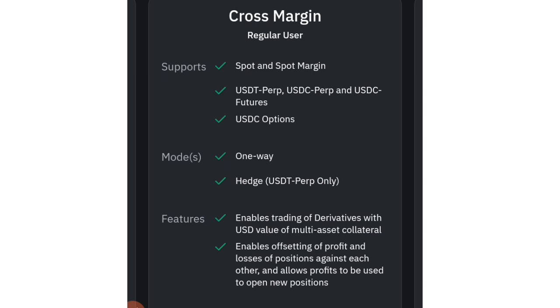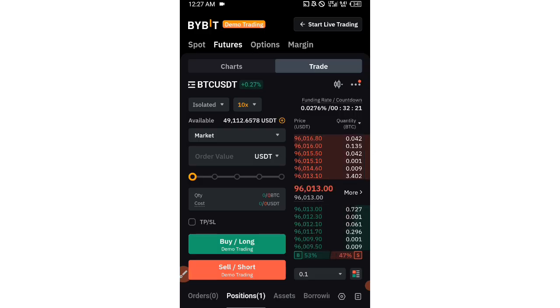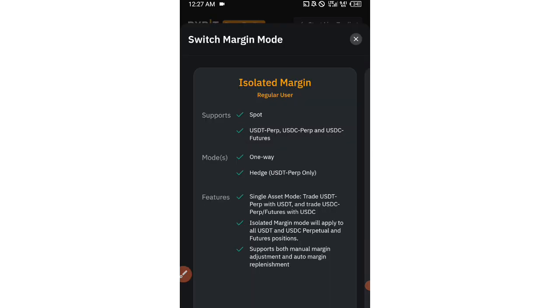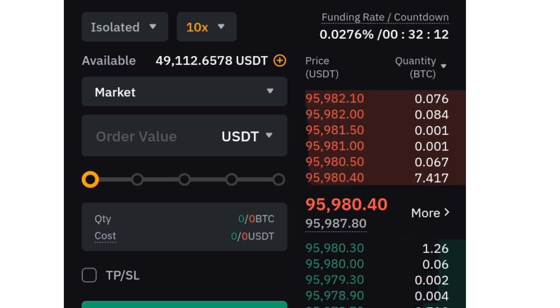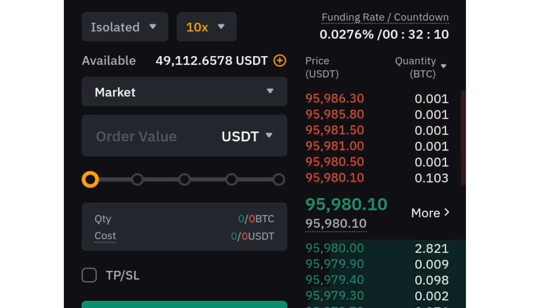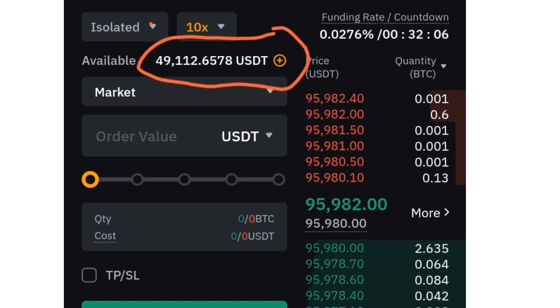In other words, as you are trading and losing, it is going to make use of more money. You just wake up in the morning and see that all your money has gone because you are using cross margin. So I advise you as a beginner to use isolated margin. You can see it selected here. When it comes to isolated margin, you can see available. Available shows the number of USDT that you are using to trade.